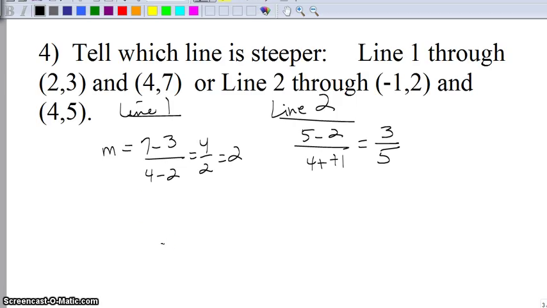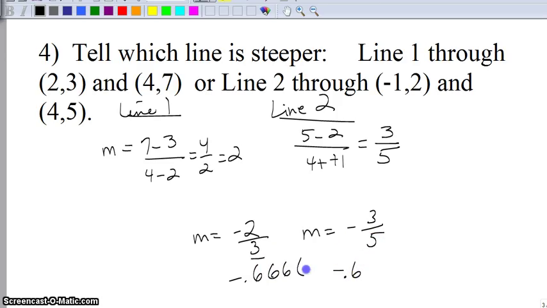Be careful when the slope is negative. For instance, if one slope was -2/3 and one slope was -3/5, you have to figure out first which number is bigger, and the more negative it is, the smaller it is. So -2/3 is about -0.6 repeating, and -3/5 is -0.6 exactly, without the repeating. So -3/5 is the bigger number, even though its magnitude is smaller, because it's negative, so you have to be careful with that.